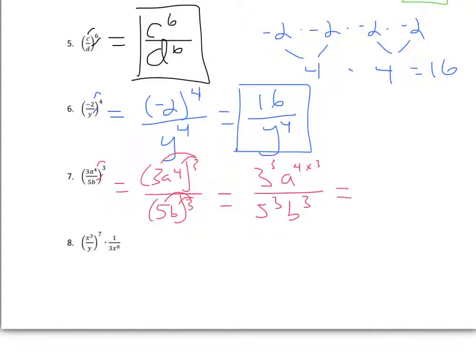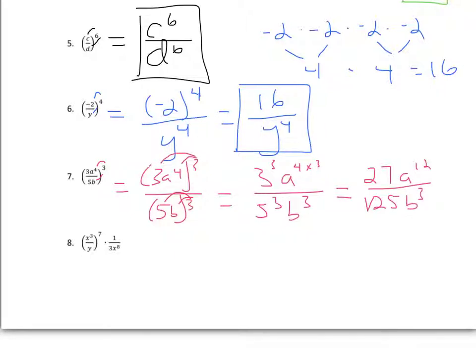Alright, let's simplify what we can. So we have 3 to the 3rd, which is 3 times 3 times 3, which is 27. And a to the 4 times 3 is a to the 12th. In the denominator, we've got 5 to the 3rd, which is 5 times 5 times 5, which is 125. And b to the 3rd, you can't do anything with.